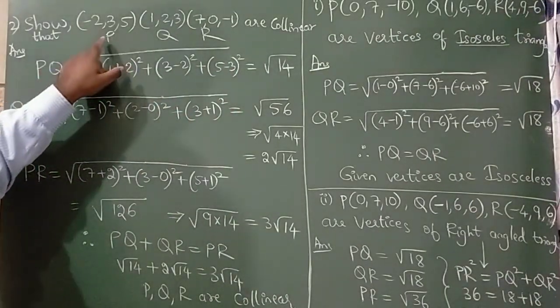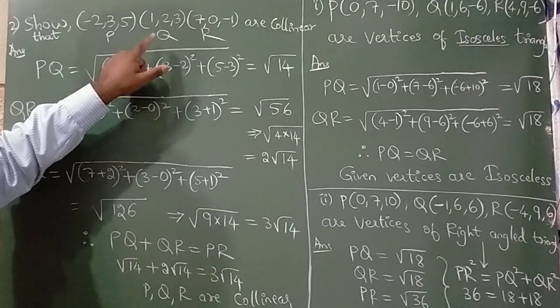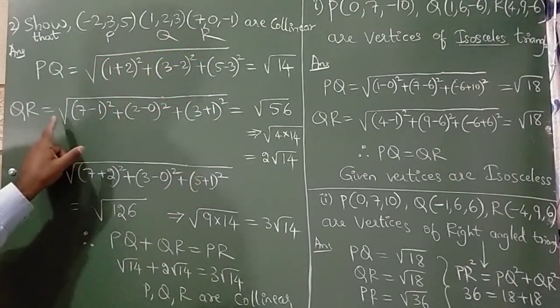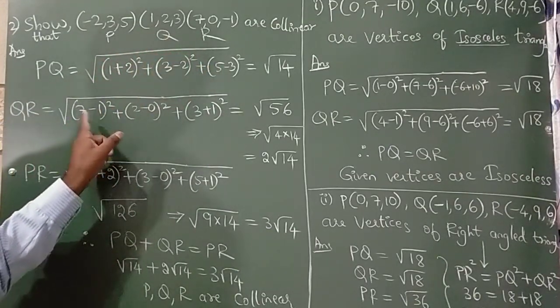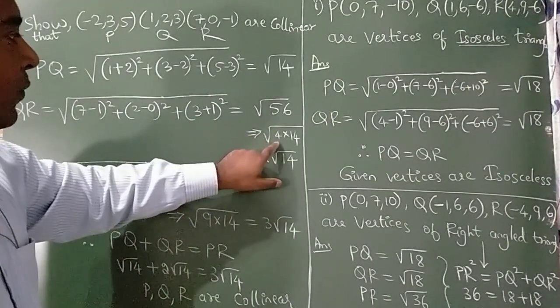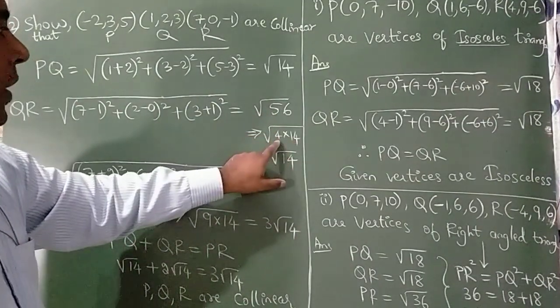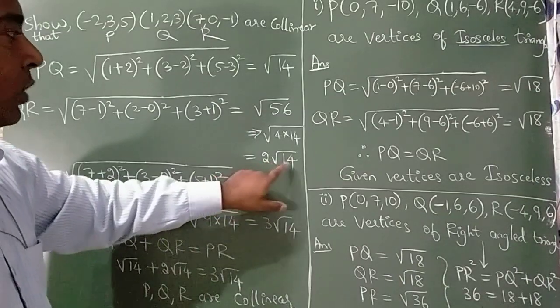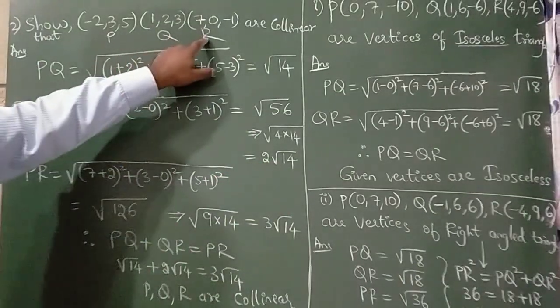Now next, I have first taken PQ, next I am going to take QR. So QR, if I apply the distance formula, I will get root of 56. This can be written as 4 into 14. So square root of 4 is 2. So 2 root 14. So QR is also done.